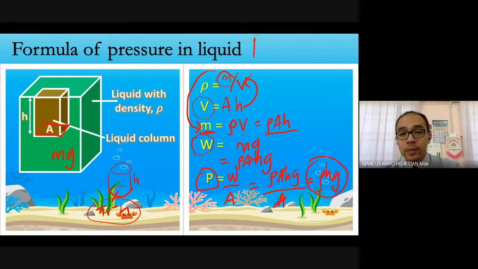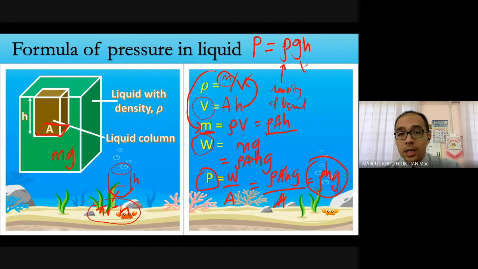Pressure in liquid is P equals rho, as in RHO, g h. It can be rho h g also, but I think our standard is rho g h. Where rho is the density of liquid.